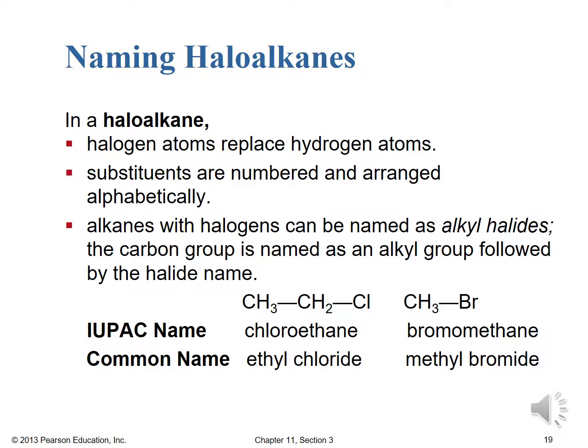Alkanes with halogens can be named as alkyl halides. The carbon group is named as an alkyl group followed by the halide name. So here we have the IUPAC names for these two substances, chloroethane and bromomethane. But the common names that you'll often see, probably more often than the IUPAC names, are ethyl chloride and methyl bromide.